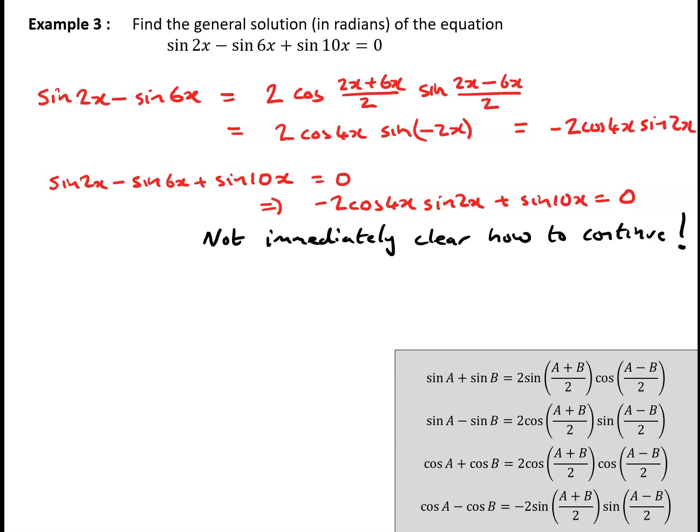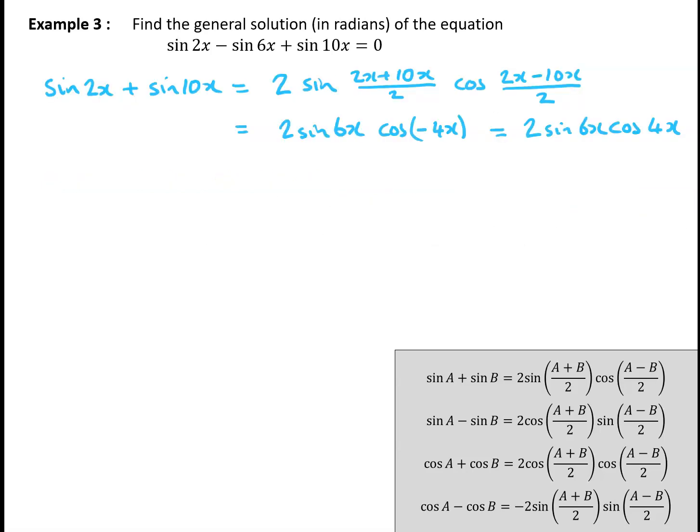So I'm going to throw that bit away. I'm going to have a look instead now at what might happen if I think about the sine 2x plus the sine 10x. Now sine 2x plus sine 10x can be seen using the factor formulae to give me 2 sine of (2x plus 10x) over 2 cos of (2x minus 10x) over 2. In other words, 2 sine 6x cos of minus 4x. But cos of minus 4x is the same thing as cos of 4x. So I've got sine 2x plus sine 10x is the same thing as 2 sine 6x cos 4x.